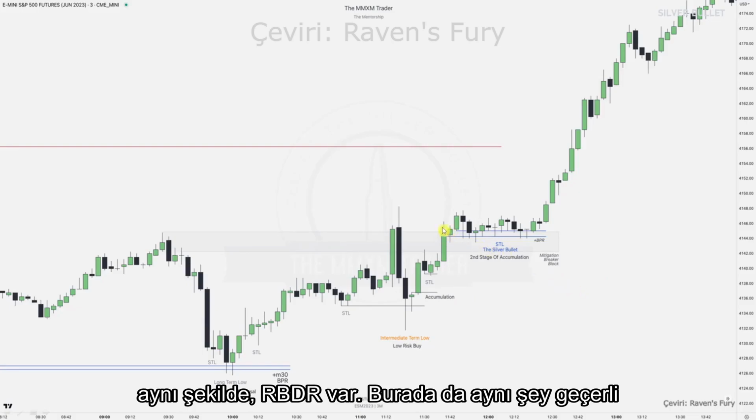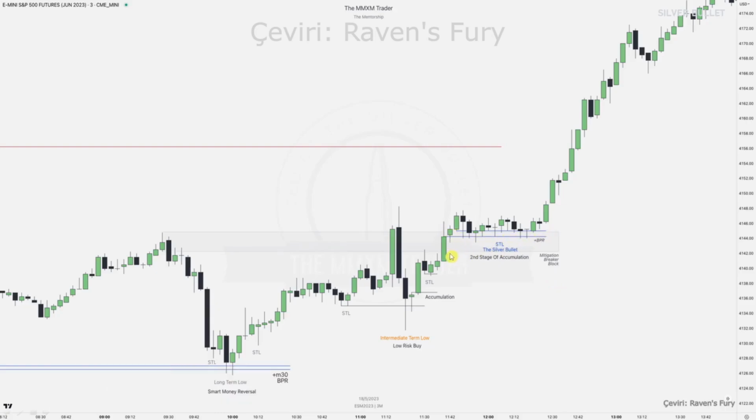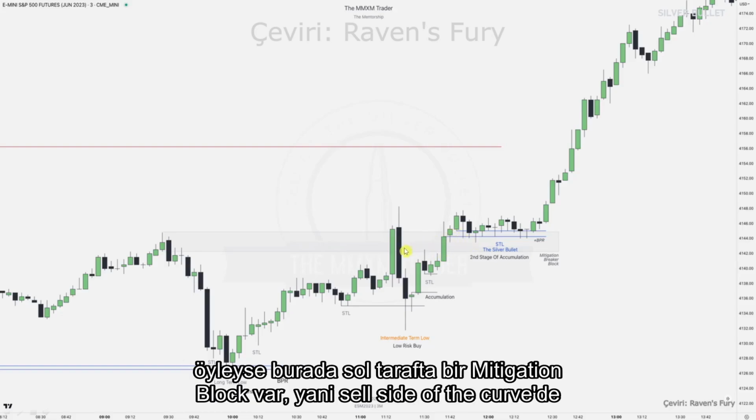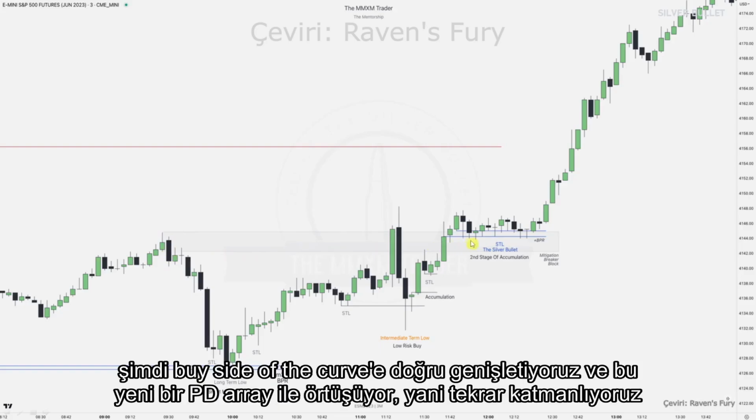Same thing over here. We have that up, down, and then the next candle up, right? And then we can outline this gap over here, leaving a breakaway gap too over here, because we don't need to go into this fair value gap once there is a BPR formed above it, right? So we have this mitigation block on the left side, right, on the sell side of the curve, which would be a bearish breaker. That would be a bearish order block over here, right, extended out to the buy side of the curve. Now it's overlapping with a new PD array.